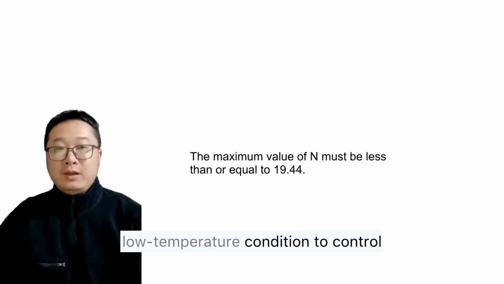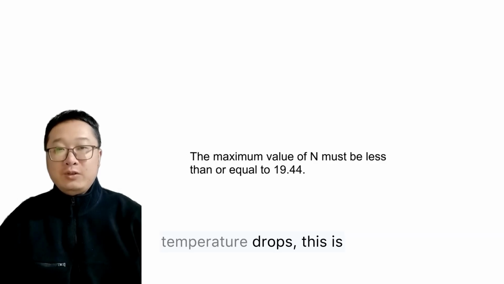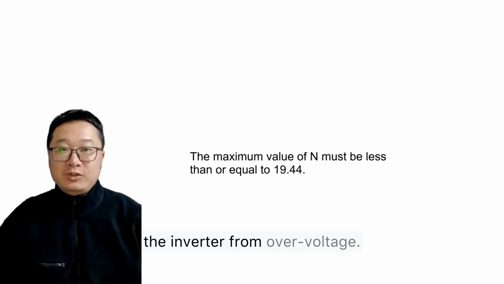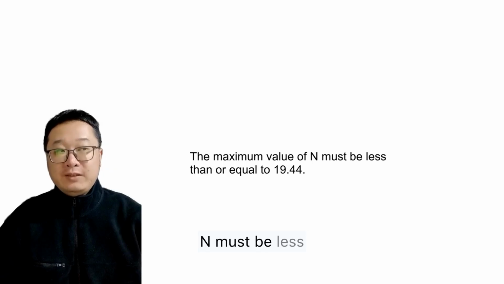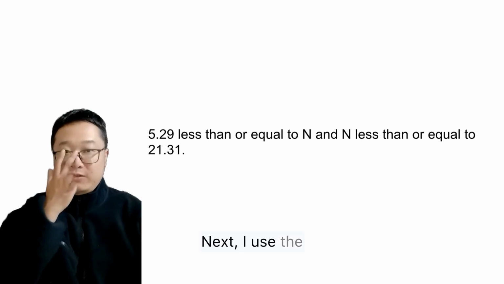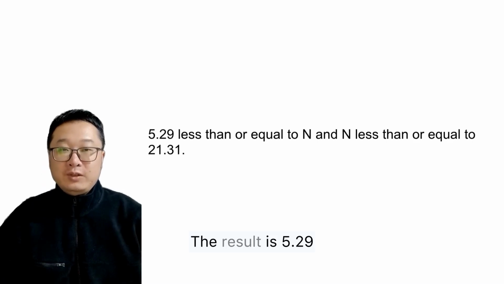First, I use the low temperature condition to control the maximum number of modules in one string. Because VOC rises when temperature drops, this is the condition that protects the inverter from overvoltage. The result is this. The maximum value of N must be less than or equal to 19.44. Next, I use the MPPT condition to define the acceptable working range. The result is 5.29 ≤ N ≤ 21.31.